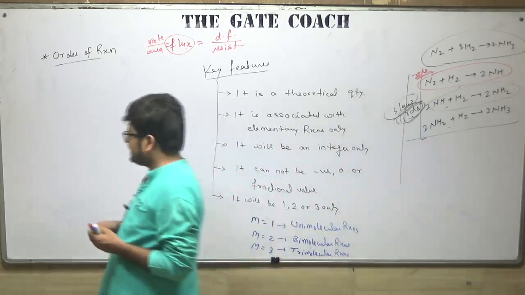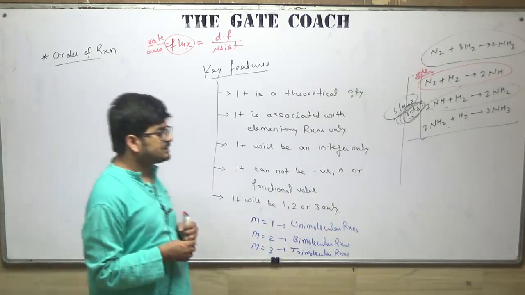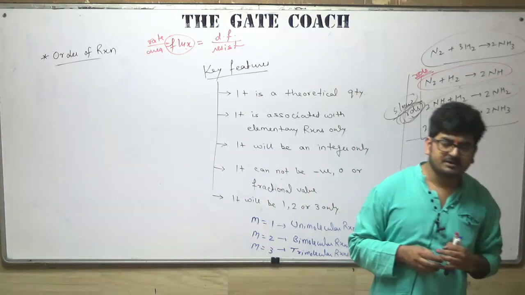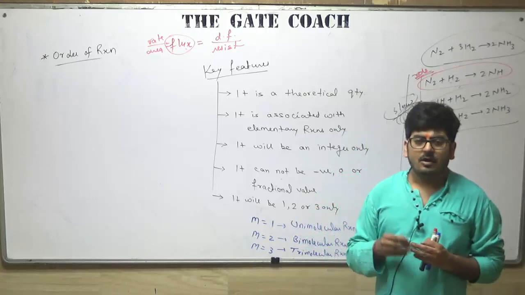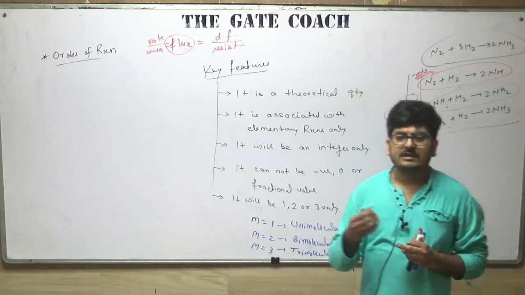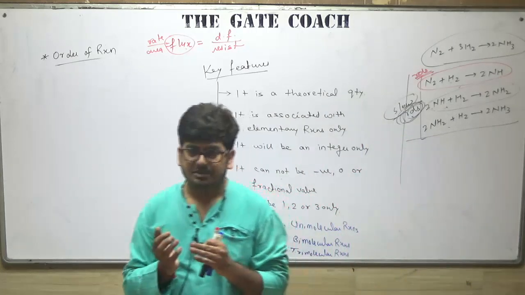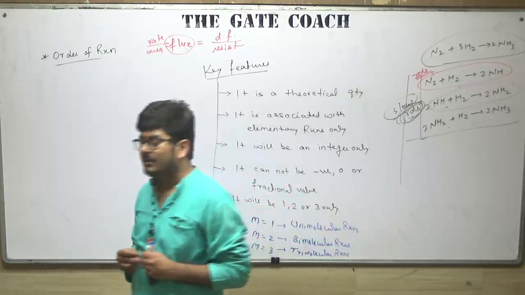Next is order of reaction. So what is order of reaction? What is the significance of order of reaction? For any chemical reaction, order of reaction signifies how the concentration will affect the rate of reaction.